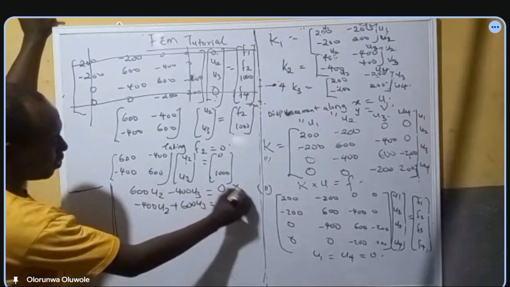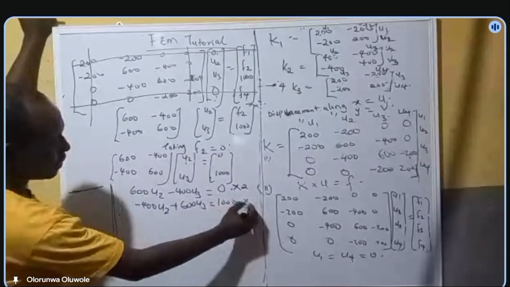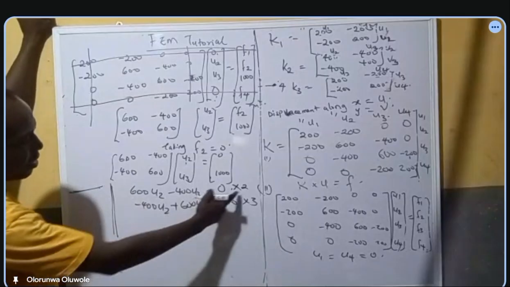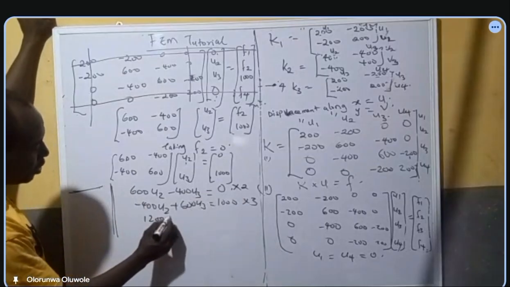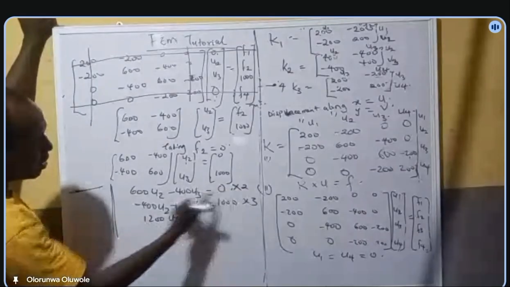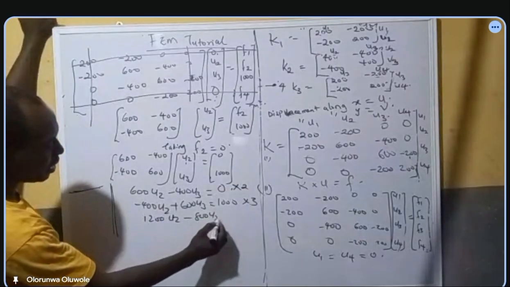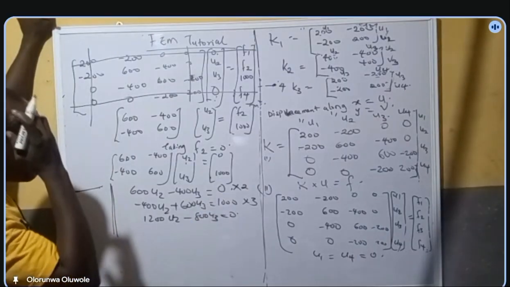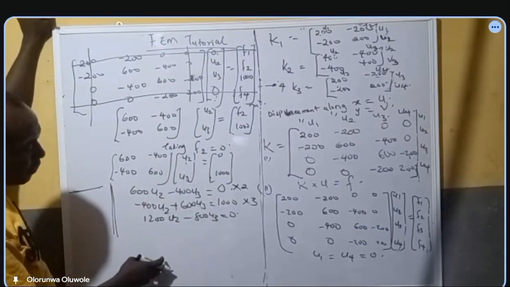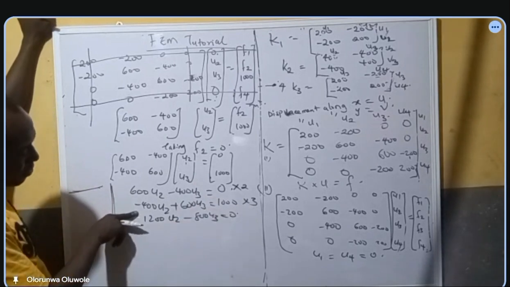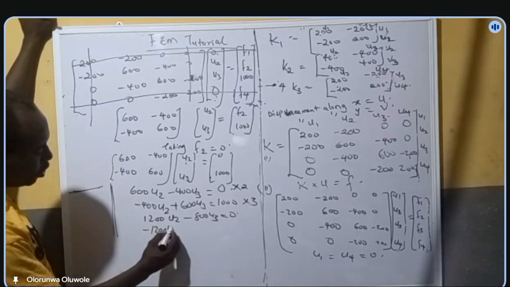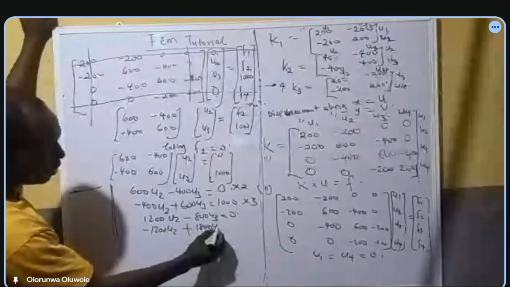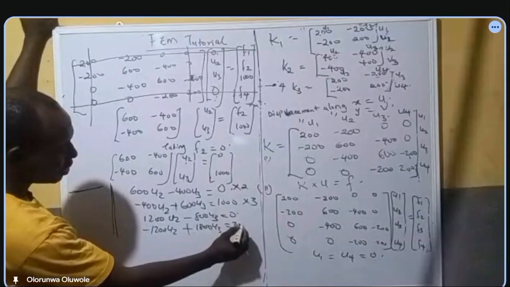You can say this one times 2, this one times 3. That's to make U2 equal. Then 2 times 600, we have 1200 U2 minus 2 times 400, 800 U3 equals 0. I hope you understand this one. Just simultaneous equation. How to solve simultaneous equation? Elimination method. So 3 times 400, we have minus 1200 U2 plus 3 times 600, 1800 U3 equals what? 3000.